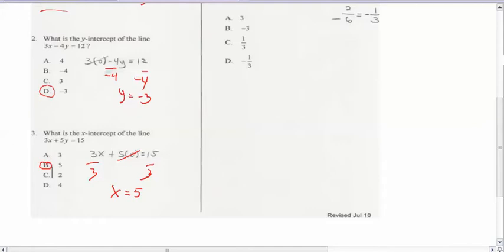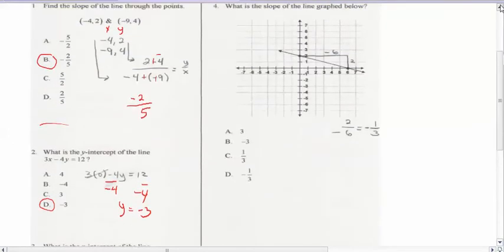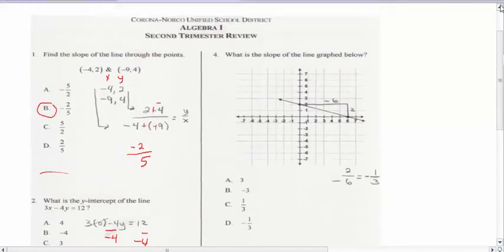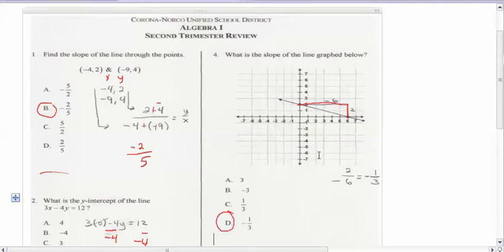Number 4, we're trying to find our slope. It's always rise over run. So again, I kind of preloaded this a little bit. We went up 2, and then over -6. So up 2 over -6, and if I simplified that, I get a -1/3. Okay, so now that was 1 through 4.